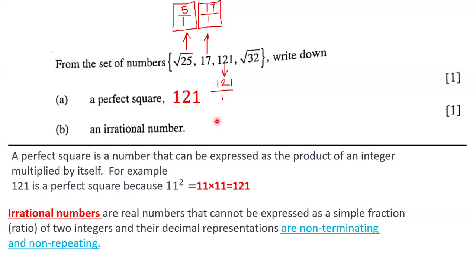Now let's look at the square root of 32. If we express that as a decimal, it's equal to 5.6568542449, and the digits go on. So the square root of 32 is a decimal that does not end and doesn't have a consistent repeating pattern. So the irrational number from the set of numbers is definitely the square root of 32. And that's our answer to this question.